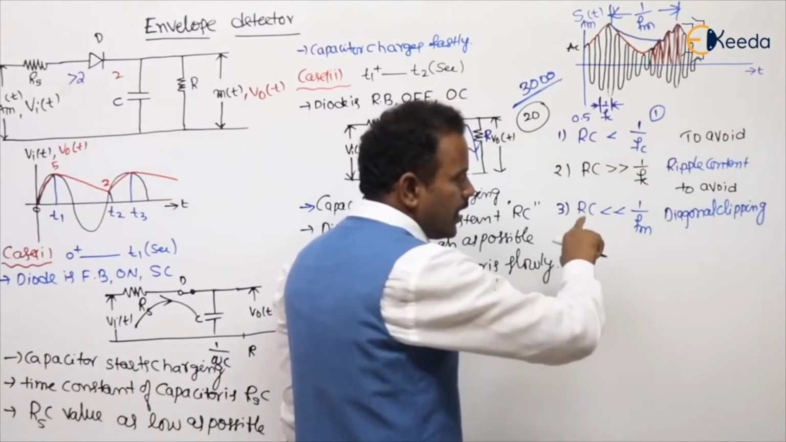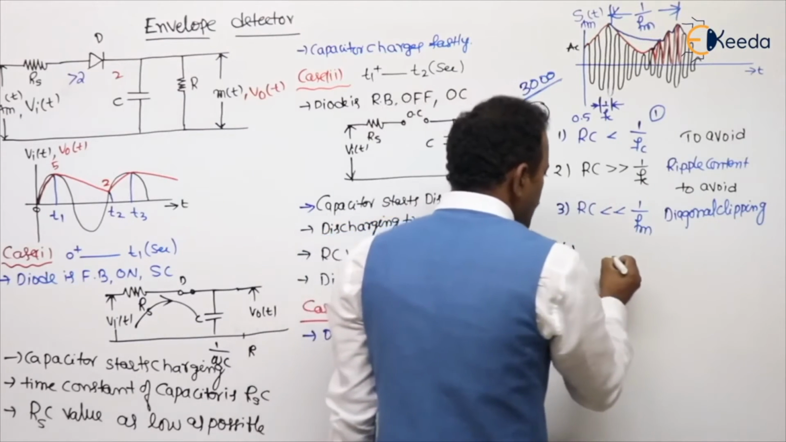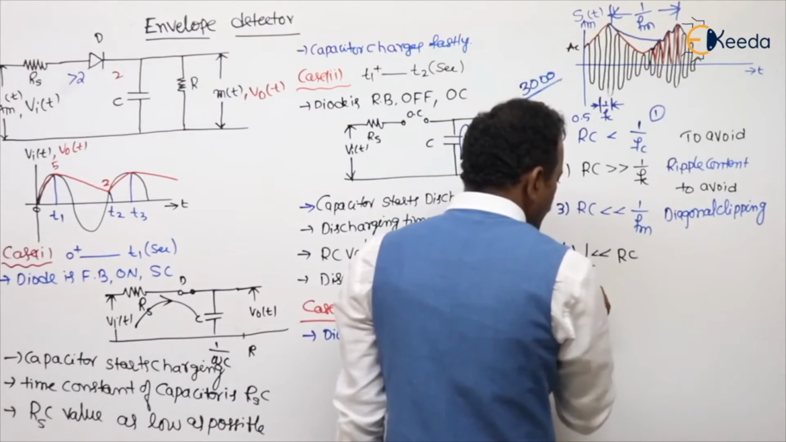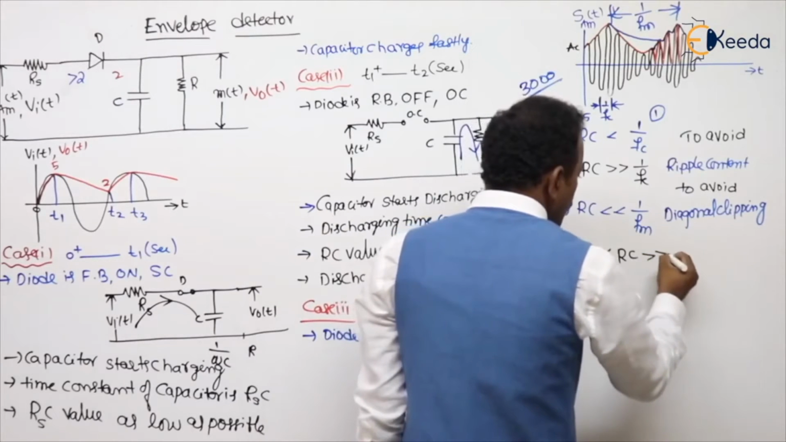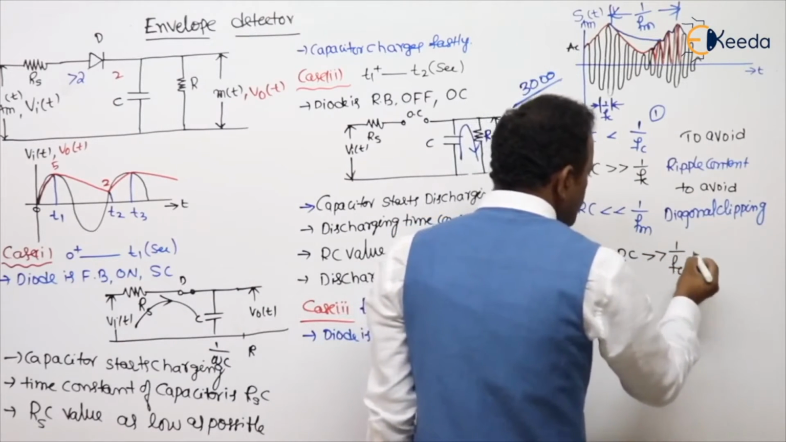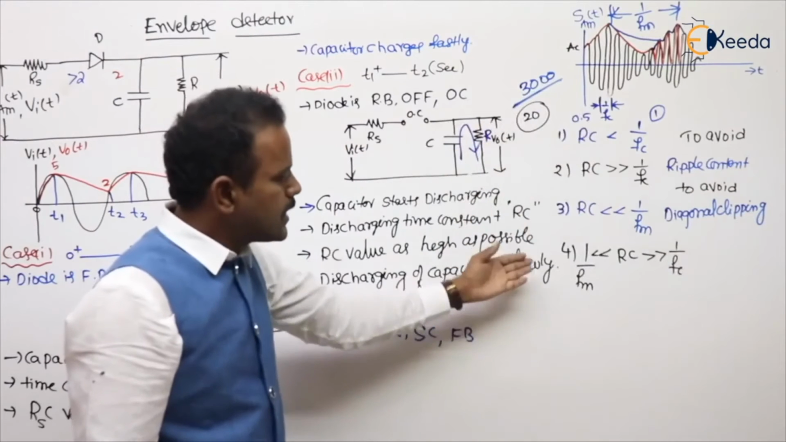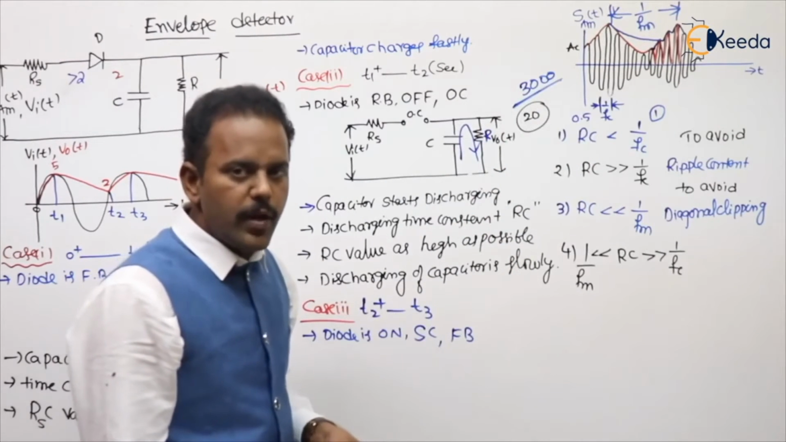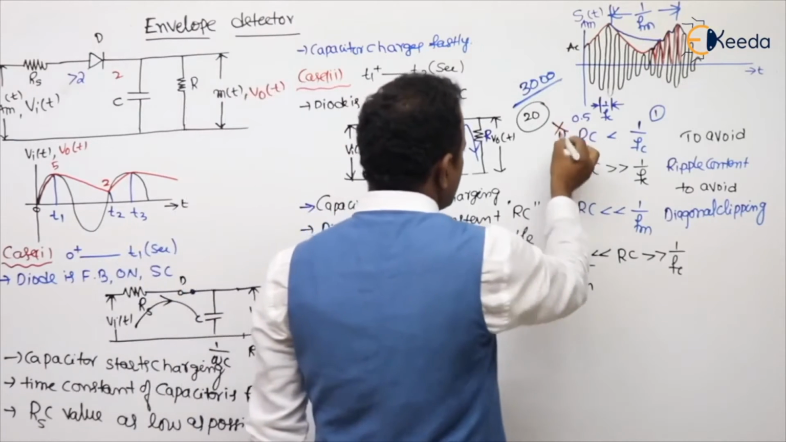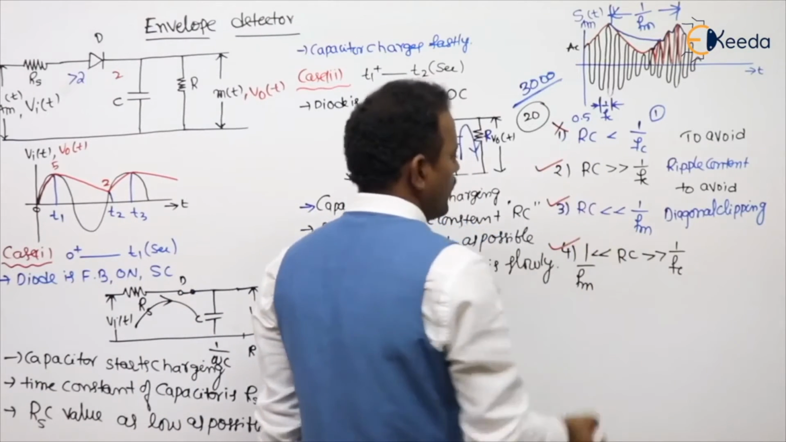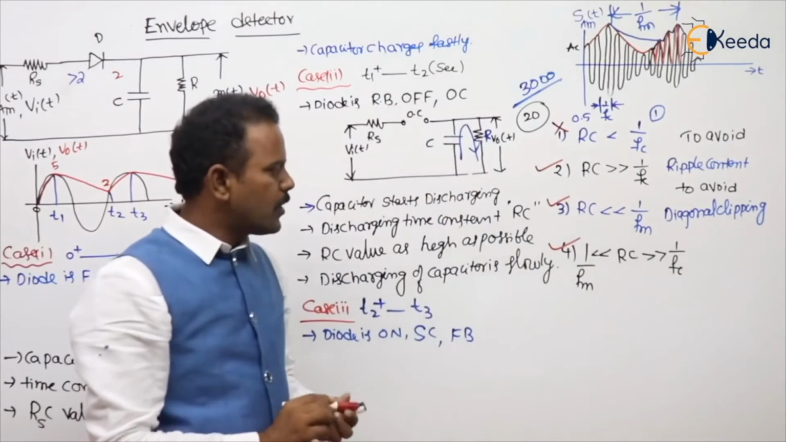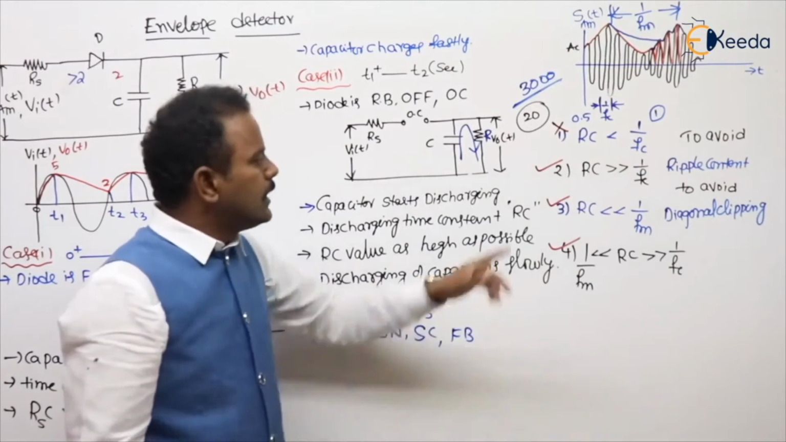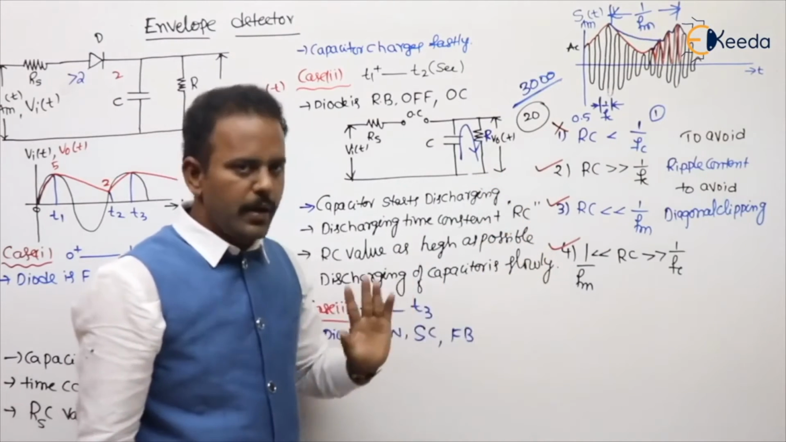So finally, the better condition to avoid ripple content and to avoid diagonal clipping is this: RC value far less than 1 by FM as well as far greater than 1 by FC. These are the constraints on the discharging time constant RC. Very important. This is a fail condition. These three, remember. So the better choice for time constant is this. These are the conditions you need to remember.